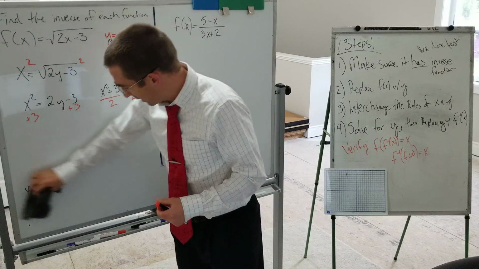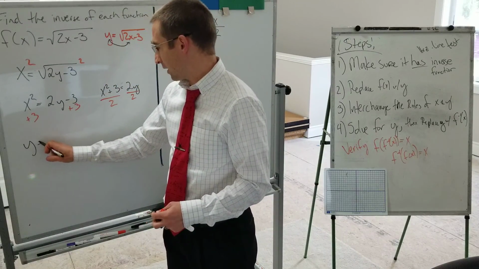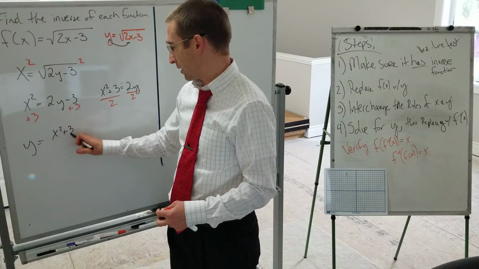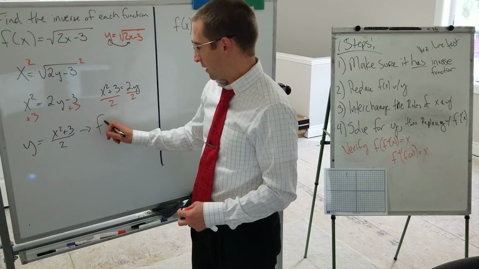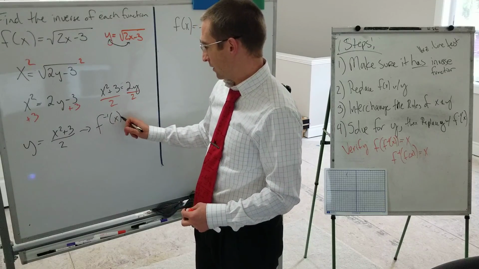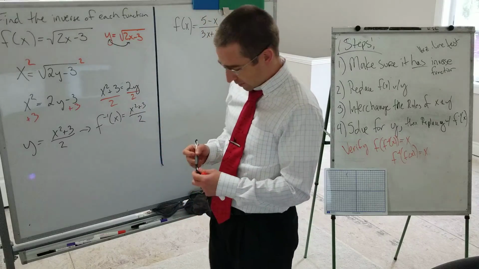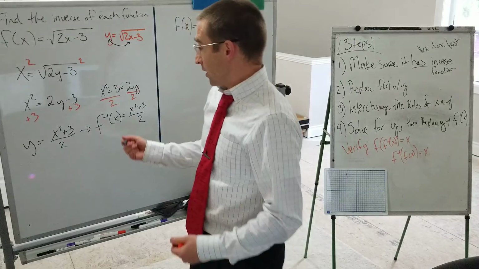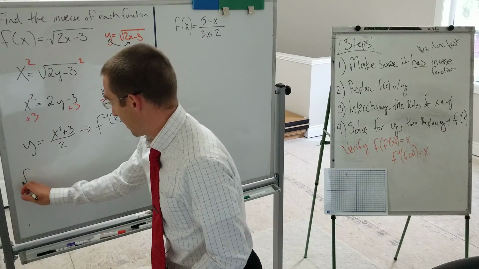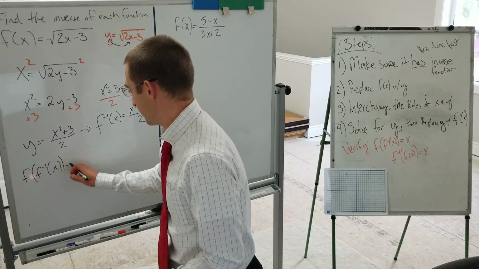And we get y equals x squared plus 3 over 2, which means f inverse of x equals x squared plus 3 over 2. Let's just go ahead and do one of these two to check to make sure it's correct. So let's go f of f inverse of x.